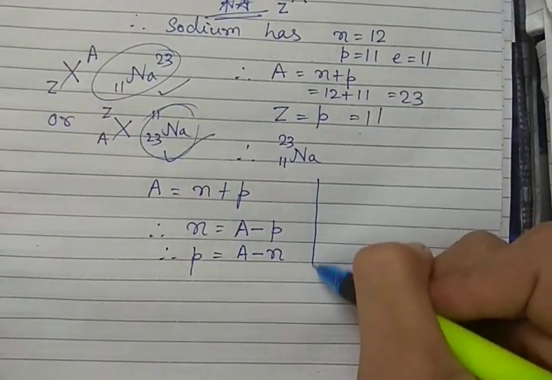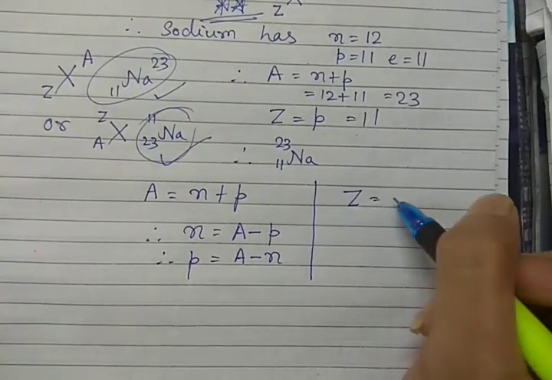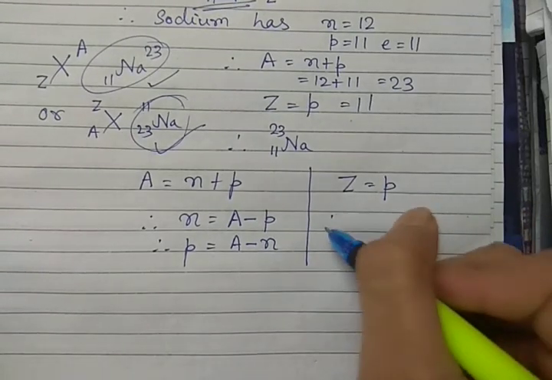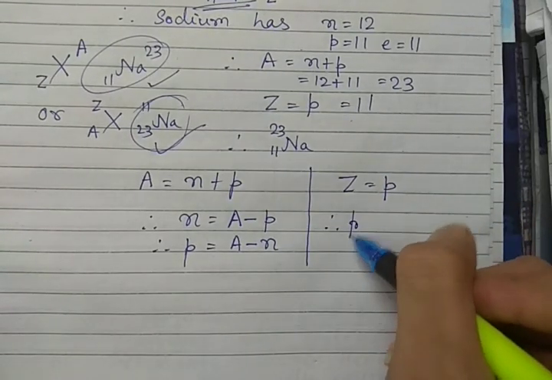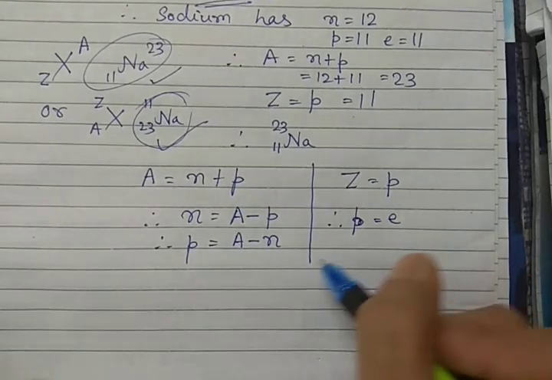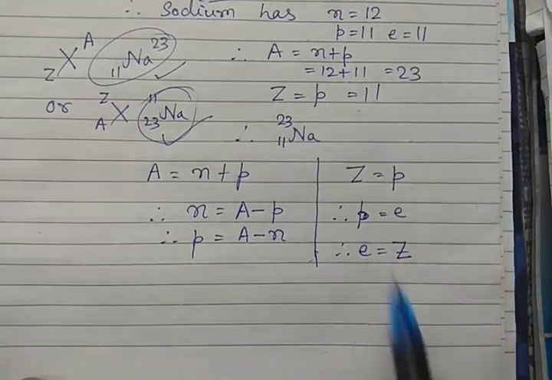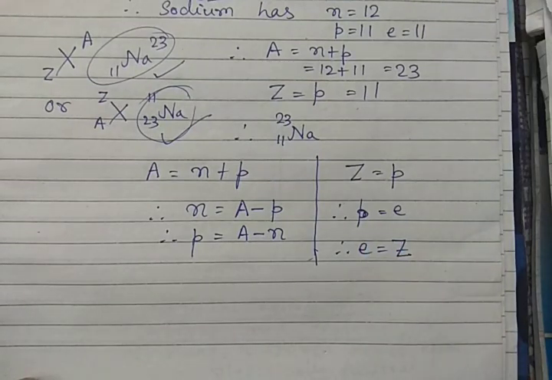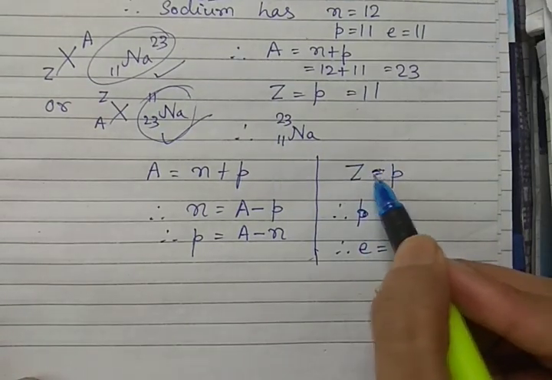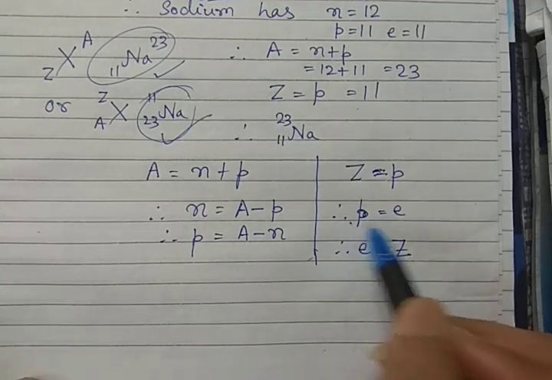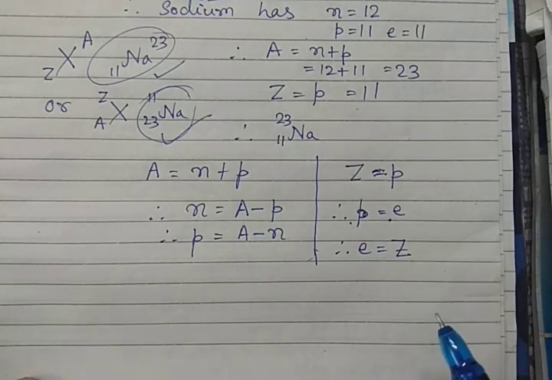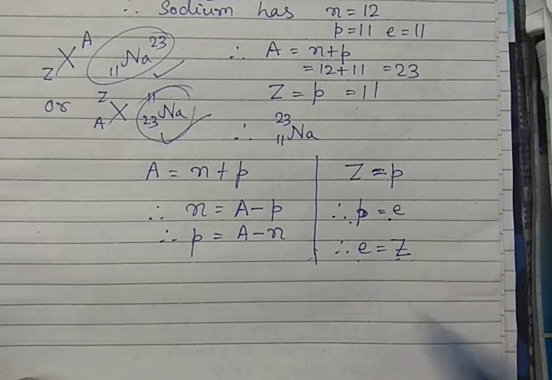Again Z equals to number of protons. Therefore P equals to E. Therefore E equals to Z. This means in an atom number of protons equal to number of electrons. Therefore if atomic number equals to number of protons and number of protons equals to number of electrons, we can also say number of electrons is also equal to atomic number.